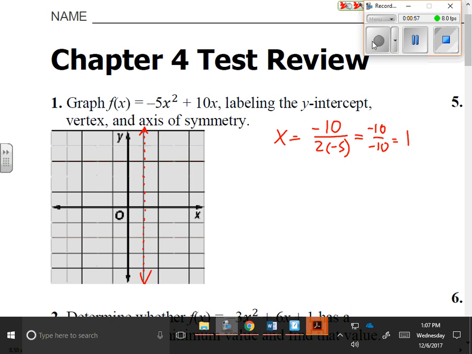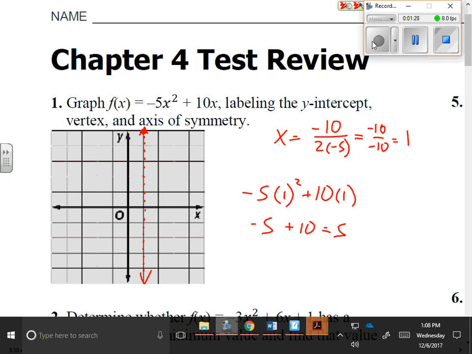And then we plug that back in to find the y value to know where the vertex is on that axis of symmetry. Negative 5 times 1 squared plus 10 times 1 would be negative 5 plus 10, which is 5. 1, 2, 3, 4, 5. And then we know it's going to open down.